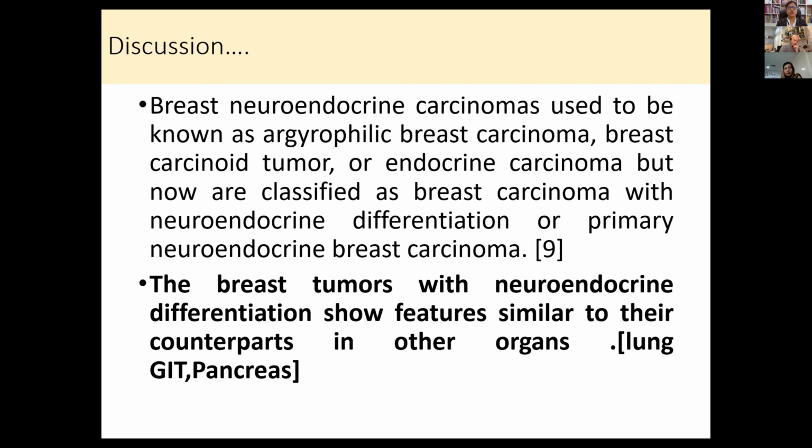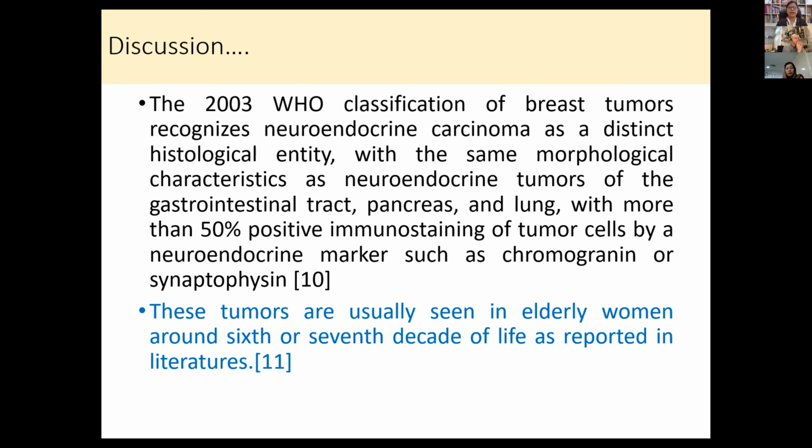These neuroendocrine carcinomas, also known as eosinophilic breast carcinoma, breast carcinoid tumors, and endocrine carcinomas, are now classified as breast carcinoma with neuroendocrine differentiation or primary neuroendocrine breast carcinoma. These breast tumors with neuroendocrine differentiation show features similar to their counterparts in other organs of the body, like the lung, GIT, and pancreas.